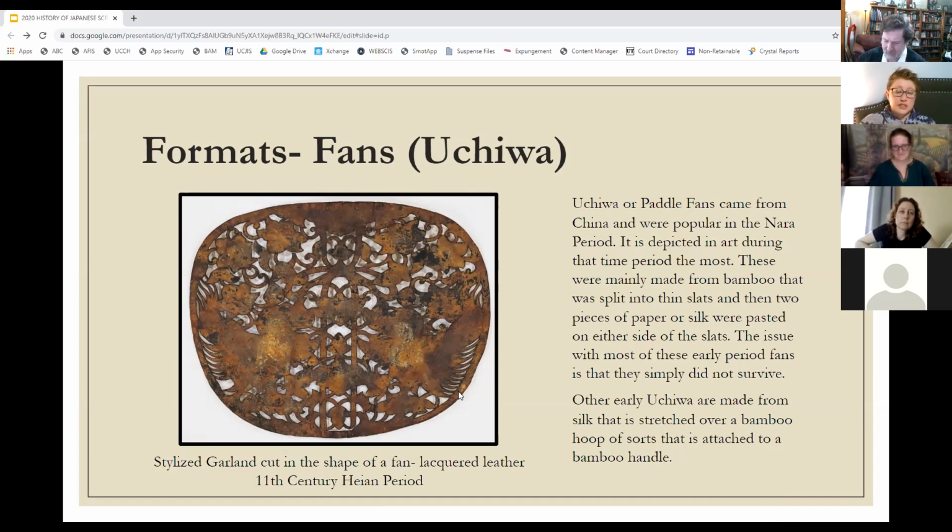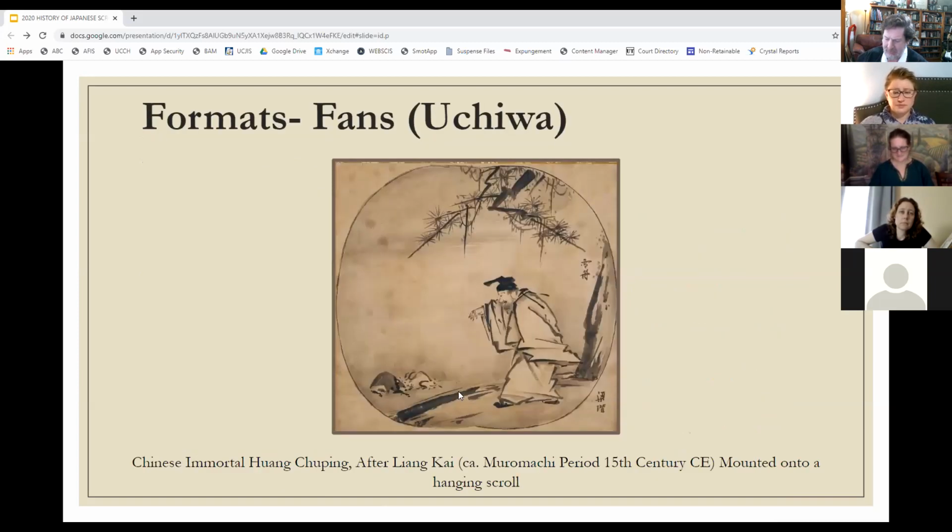And then we can see on the left, this is a stylized garland cut in the shape of a fan, which is a lacquered leather. And this is from the Heian period. Now, I kind of cheated on this one. This is a painting. This is not a fan. But we know that it's the right shape because it said that it's a fan-shaped painting. This is from the Muromachi period.